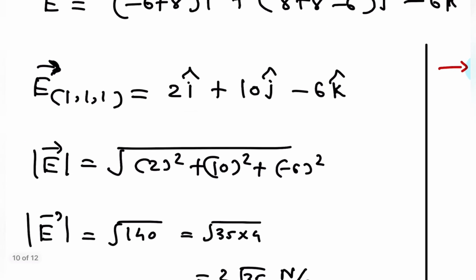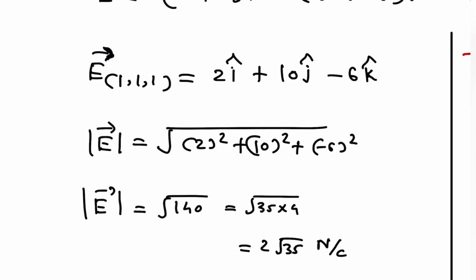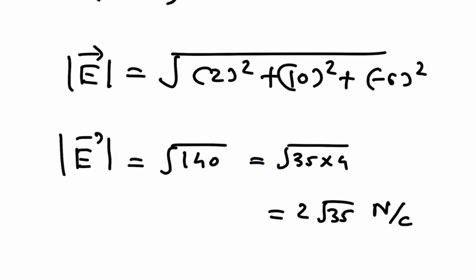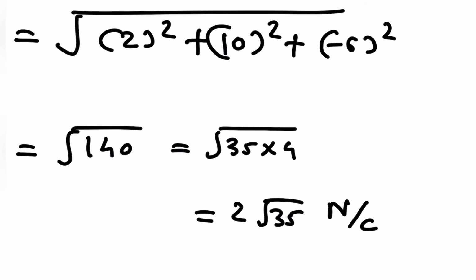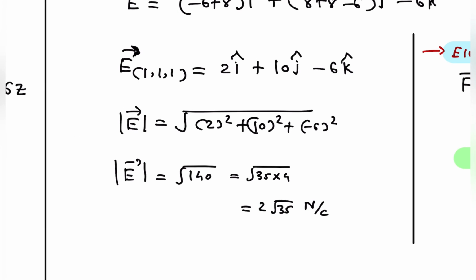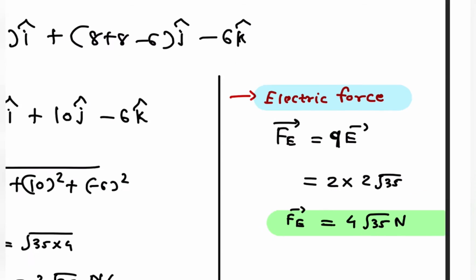So the magnitude of electric field E is the square root of 2 square plus 10 square plus minus 6 square, since the coefficient of x is 2, the coefficient of y is 10, and the coefficient of z is minus 6. So the magnitude of electric field comes out to be square root of 140, that is 4 times 35 under the root. After simplifying this, it is 2 under root 35 Newton per coulomb, the magnitude of the electric field. Now what is the electrostatic force?